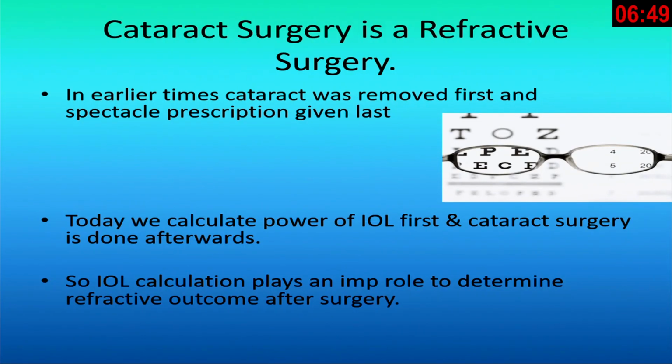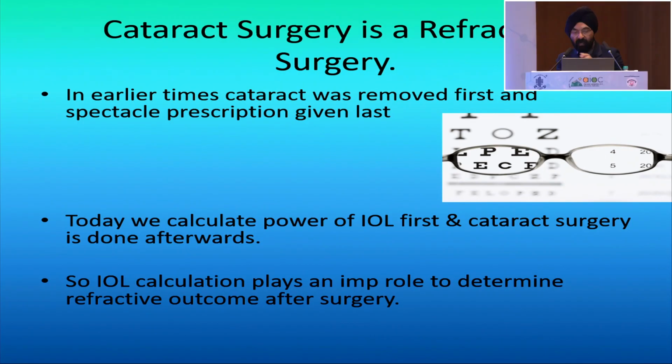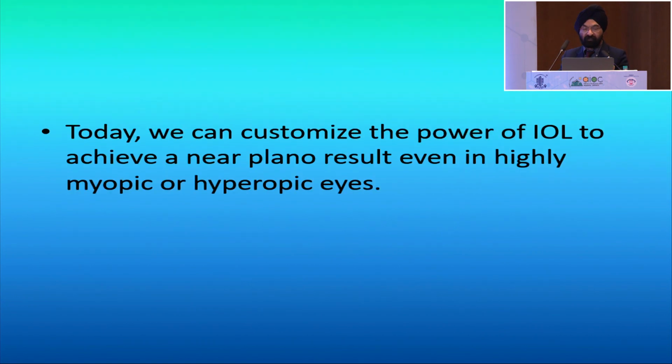Thank you, everyone. The topic I'm going to cover is effective lens position, the concept and the practical application of this concept. In earlier times, cataract was removed first and spectacle prescription given last. Today, we calculate the power of IOL first and cataract surgery is done afterwards. So, IOL calculation plays a very important role to determine the refractive outcomes after the surgery.